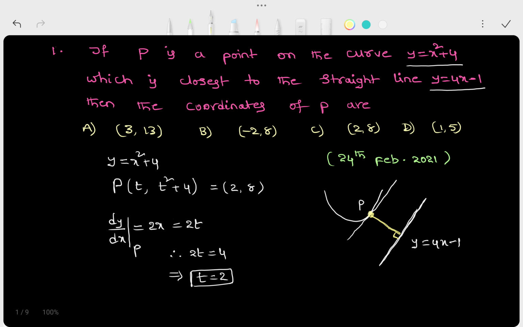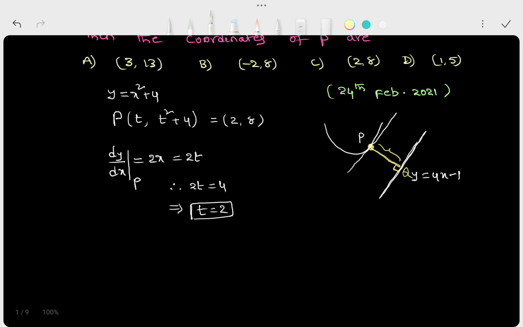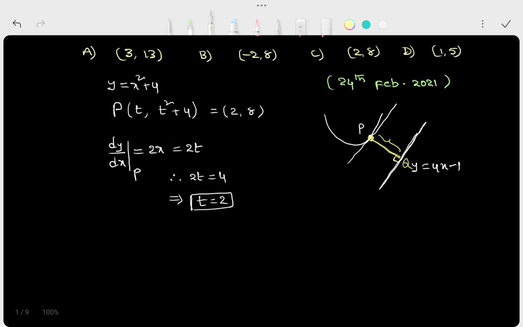But for the same question, what is the shortest distance from the line y equals 4x minus 3? Let us take this point as q. According to the shortest distance concept we discussed, the distance pq is the shortest distance. So in the same question we can also find the shortest distance from a line to the given curve. That value will be equal to the perpendicular distance from p to the line.